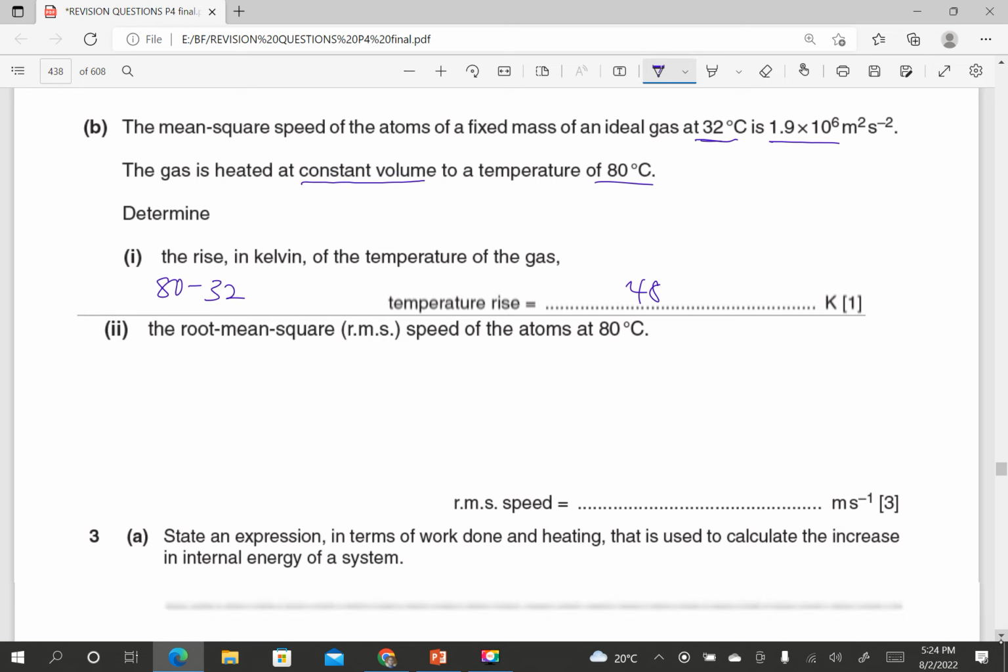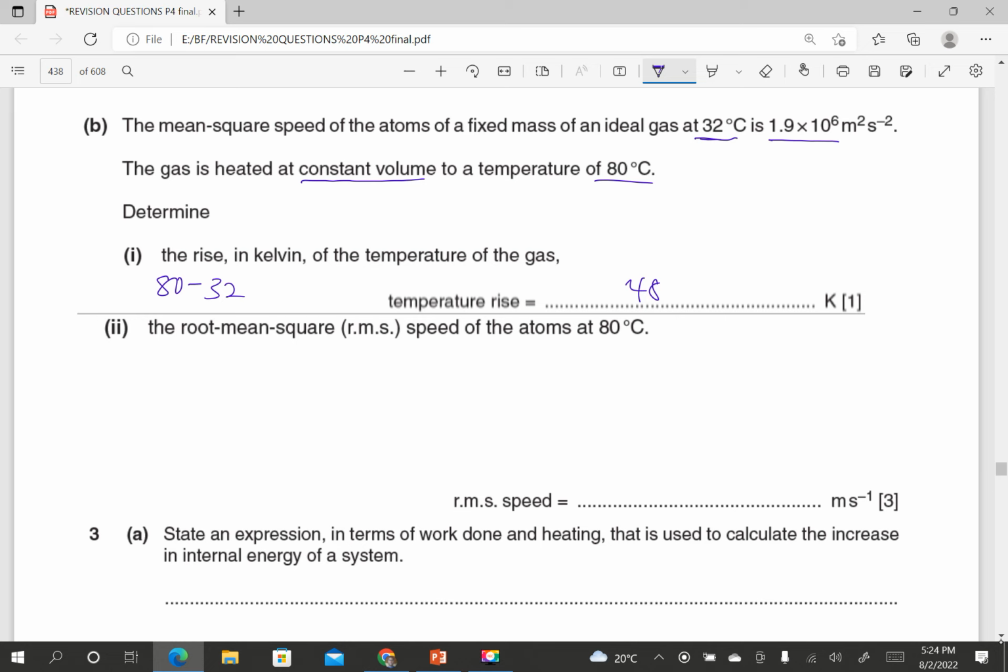Then determine the root mean square speed of the atoms at 80 degrees Celsius. They have given us the root mean square speed at 32 degrees Celsius. If you remember, the average translational kinetic energy of the molecule was equal to 3/2 kT. And this meant that a half m times the average of c squared is equal to 3/2 kT. Then it means the mean square speed is directly proportional to the temperature. In other words, it is equal to a constant times T. I don't want to use this constant k, because people will think I've taken Boltzmann's constant, not at all.